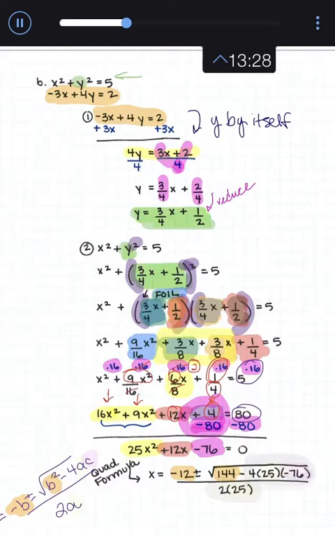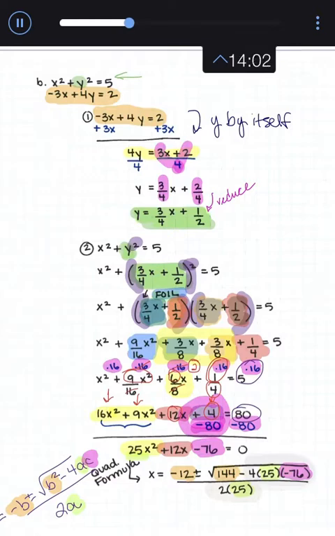Then we have our negative 4, and then our a. Well, our a is the 25 times your c, which we came up with was negative 76. And on the bottom we have 2 times a again, and a we said was 25. So the question is, mathematically, what do we really actually start with?